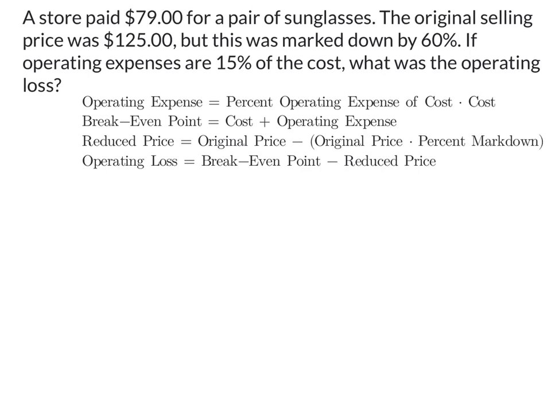So first, we're going to find the operating expense. The operating expense is the percent of operating expense of the cost times the cost. So we'll multiply 15% or 0.15 as a decimal times $79, which is the cost, or what the company paid for the item, to find the operating expense. So 0.15 times 79 gives us a value of $11.85. So that is the operating expense.